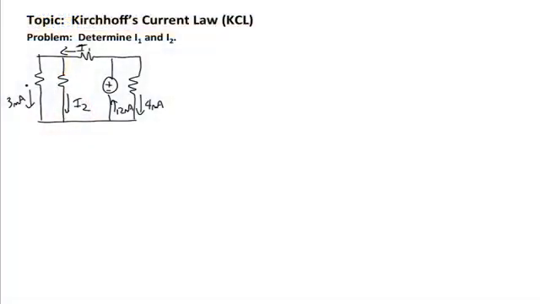The topic of this problem is Kirchhoff's current law. In this problem, we want to determine I1 and I2. So we have a circuit that's drawn, and it has a voltage source in it. It has 4 resistors and some currents that are already known. The unknown currents are I1 and I2.